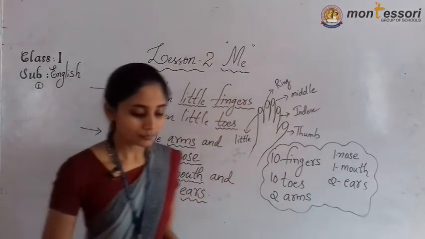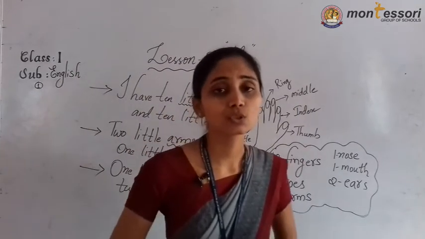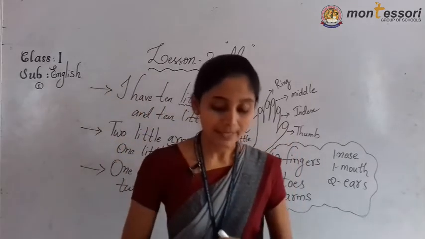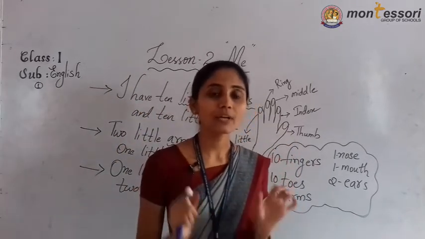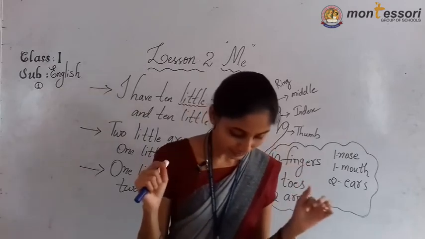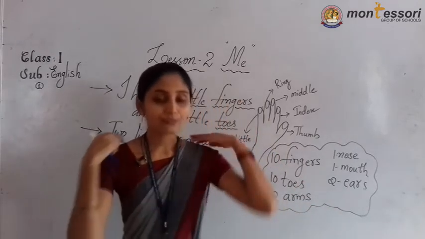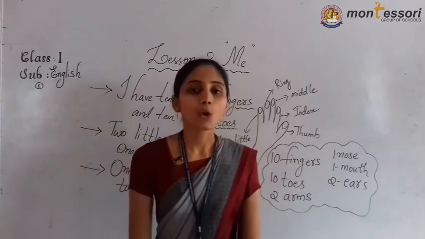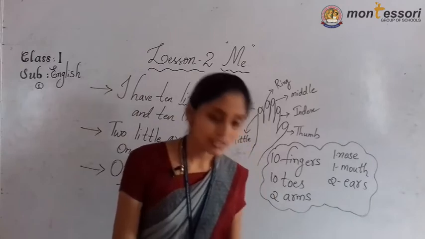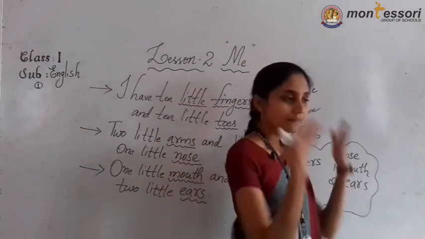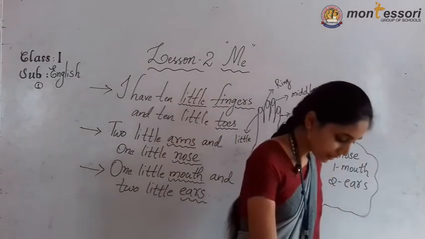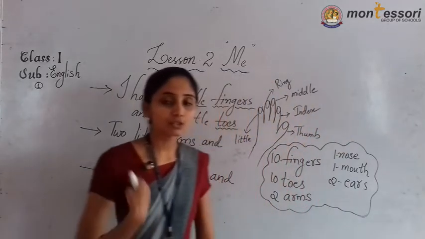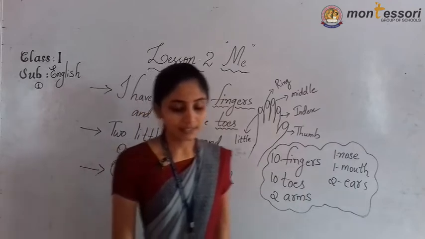Once again, how many fingers do you have? Total 10 fingers. Next, how many toes do you have? You have 10 little toes. While walking, these toes will balance our body. Yes or no? When we walk, the toes will balance our total body while walking.